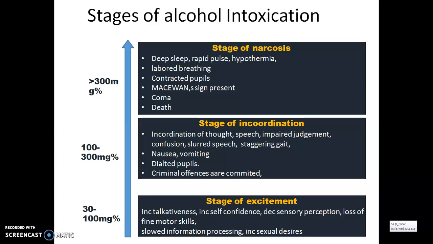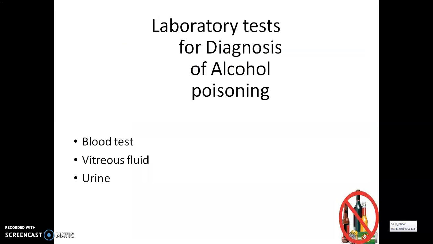Now, if the concentration is more than 300 milligram percentage, it is the stage of narcosis, where deep sleep, rapid pulse, hypothermia, labored breathing, and contracted pupils can be seen. Even the Macewen sign can be present, and coma and death can be observed at concentrations of more than 300 milligram percentage.